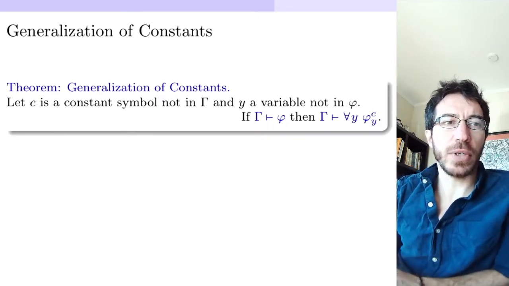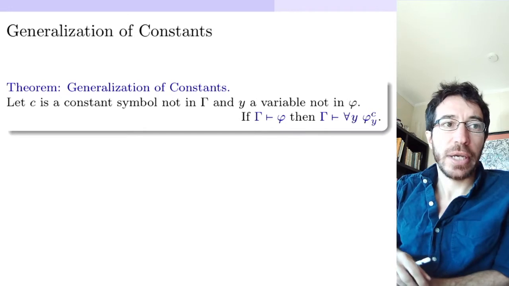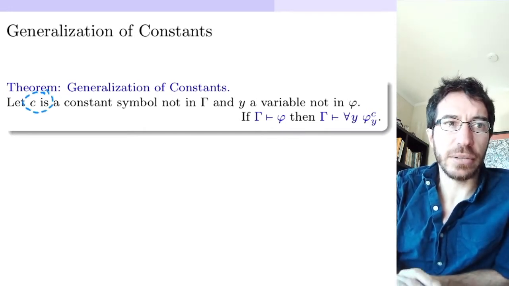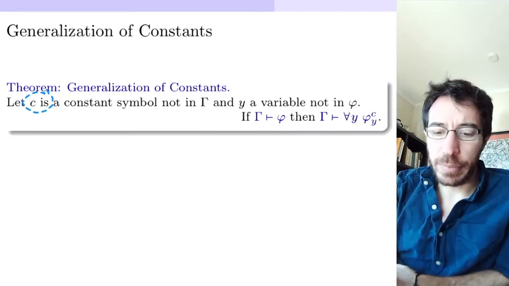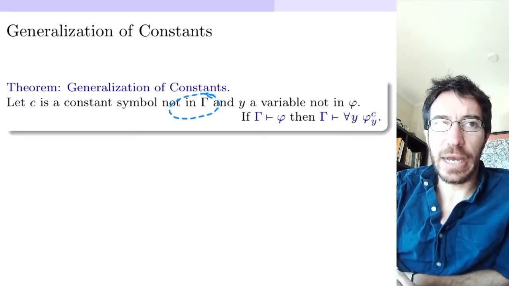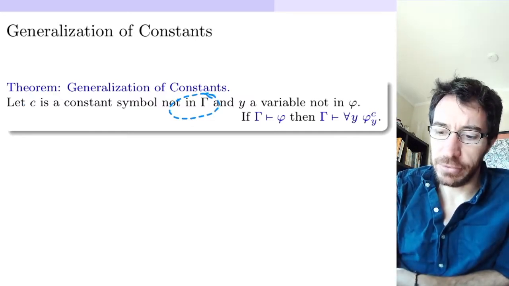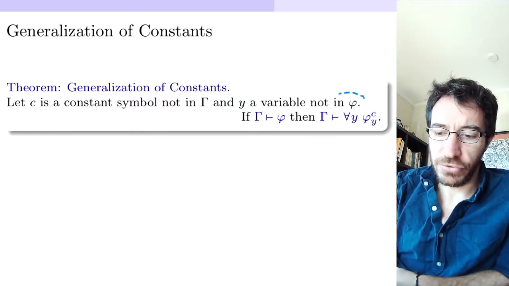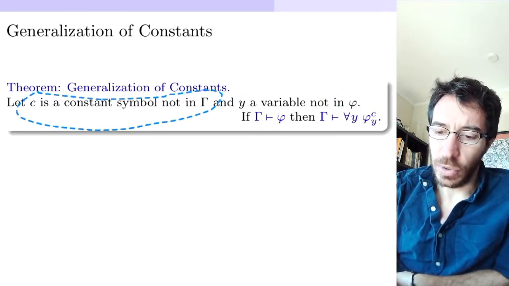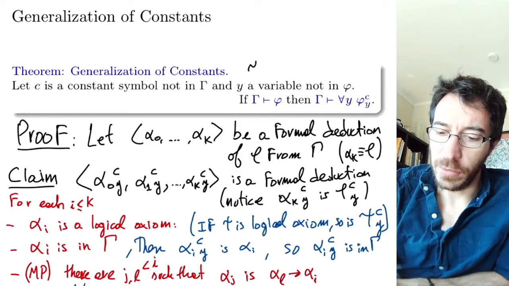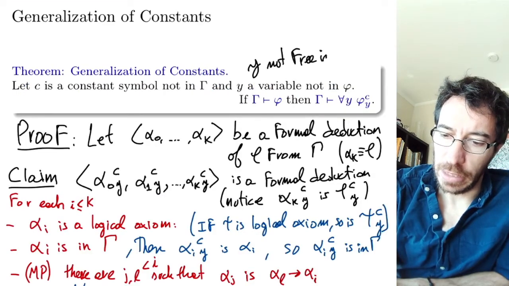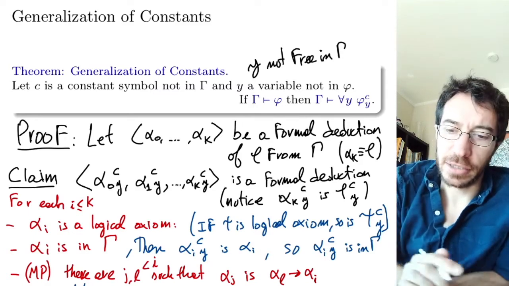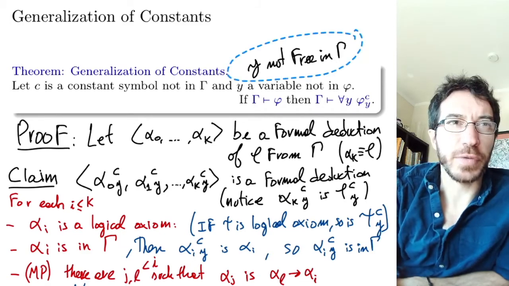The first one is called the generalization of constants. It says that if you have a constant symbol c, a symbol in our vocabulary tau, that does not show up in a set of formulas gamma. It doesn't show up at all in gamma, but it might show up in phi. And we have a variable y that doesn't show up in phi. So c does not show up in gamma, y does not show up in phi. Let's add here that y is also not free in gamma, just to simplify the proof a tiny bit. It's not necessary for the theorem to be true.